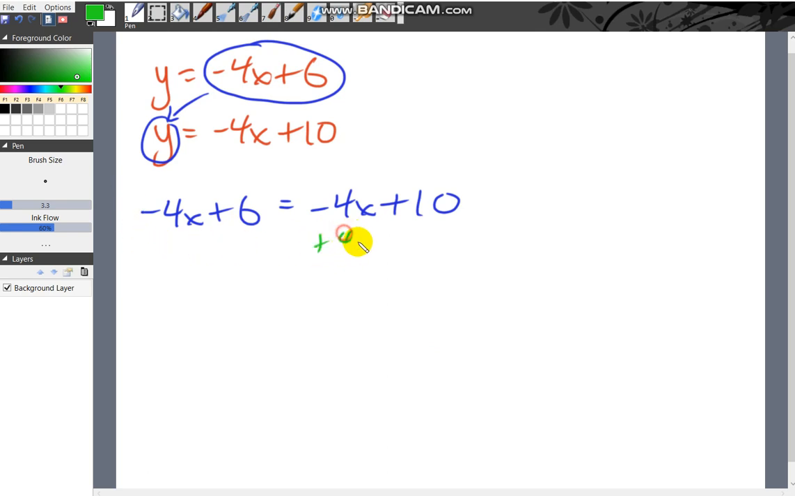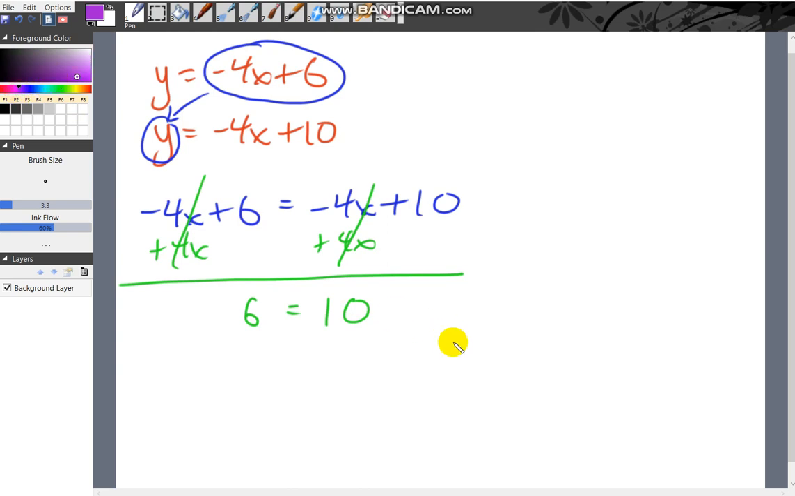If we add 4x to both sides, the interesting thing that happens is this cancels, and we're left with 6 equals 10. So try to think about it. Well, does 6 equal 10? 6 does not equal 10.